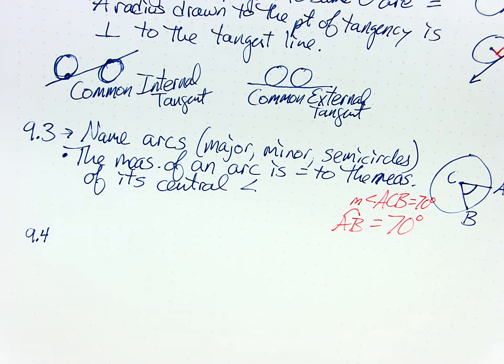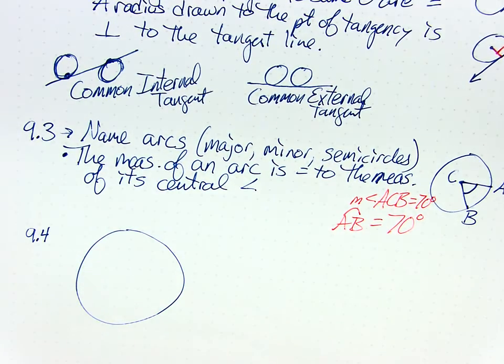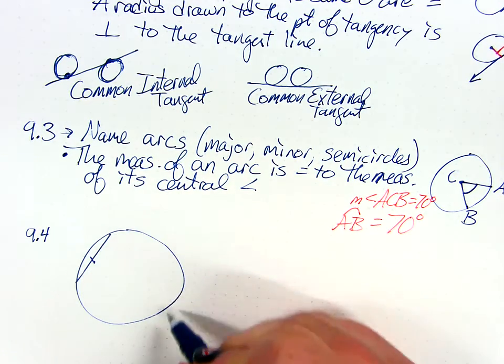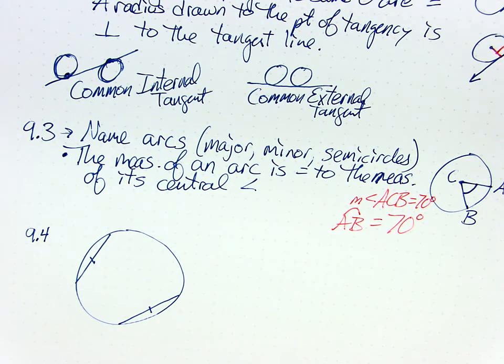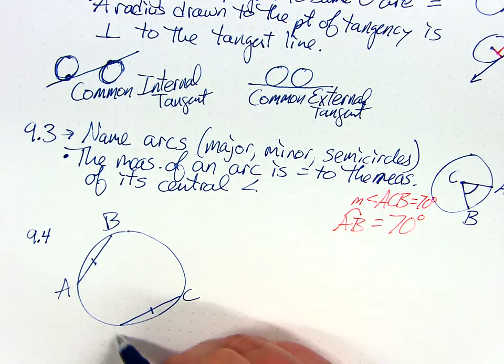Let's see. If I have a circle, and in that circle, I have two chords that are congruent to each other. So let's say I have that. If those two chords are the same, so let's put some letters.